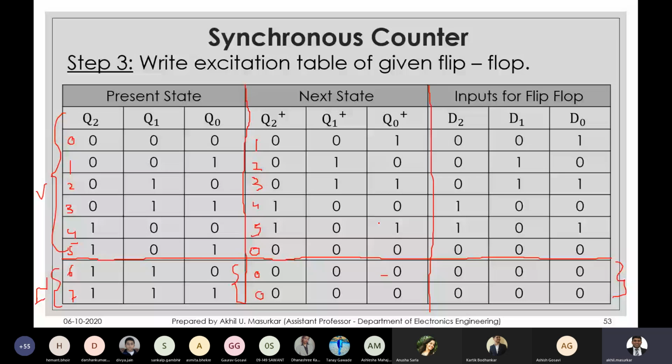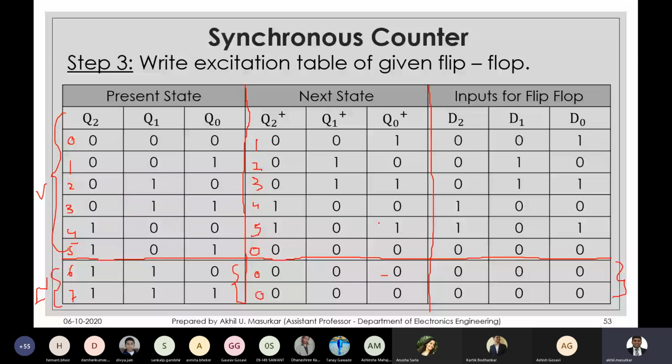So when you see don't cares in the truth tables, or in the excitation table, or even in the transition tables, you should see that okay, my hardware will be less. But if there are no don't cares, then the hardware will be more, but the circuit will be more robust.